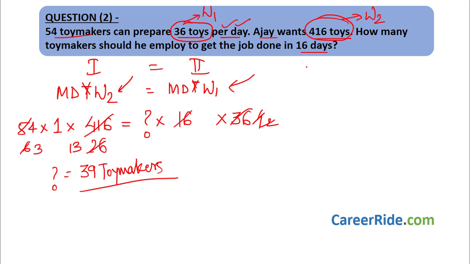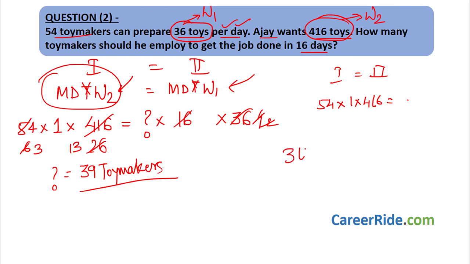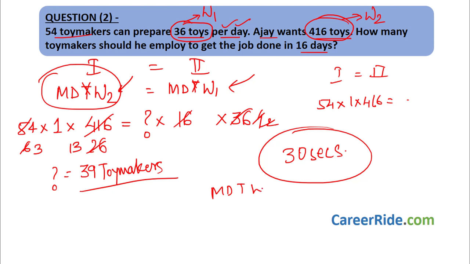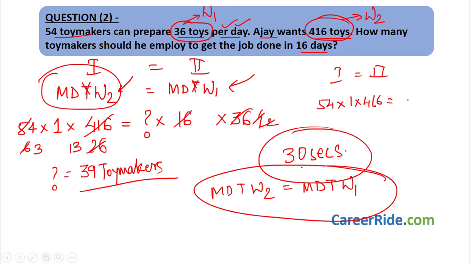See how easy it was. Whenever you solve in future, you won't even have to write 1 equal to 2, or write the formula. You will simply start writing like 54 into 1 into 416 equal to, and you can solve. This will help you to solve the sums under 30 seconds. We just have men, days, time, work done in second case, and we equate it with men into days into time into work done in first case. Once you practice and solve more and more sums, you won't even have to write this formula. You will directly go to this stage and be able to solve sums in 30 to 35 seconds. Let's move on to question number 3.